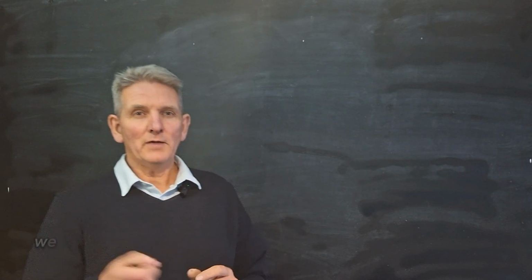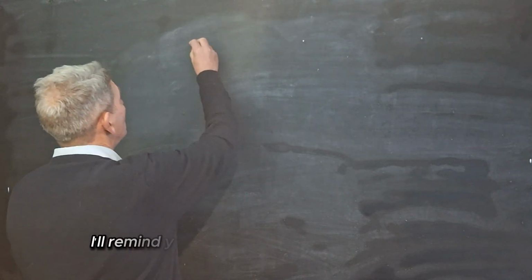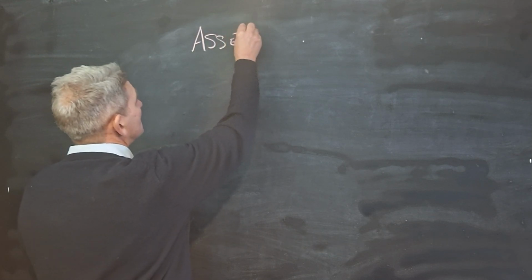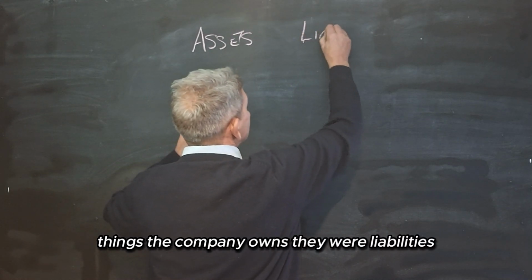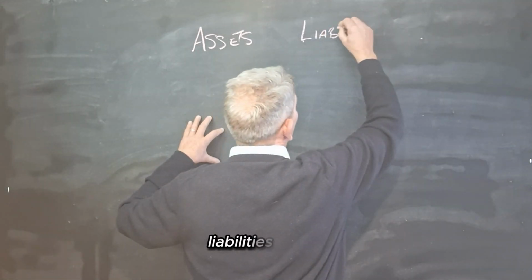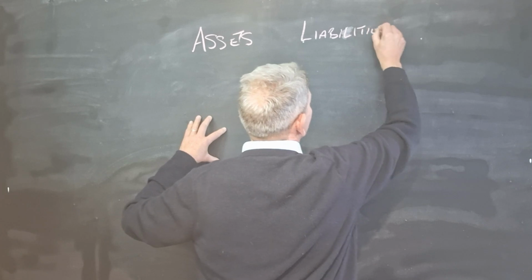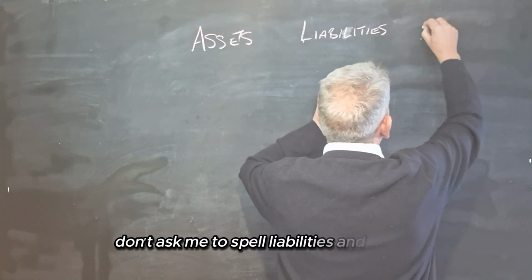In the last episode, we learned that everything in accounting fits into 5 categories. I'll remind you what they were. They were assets, things the company owns. They were liabilities, things that the company owes. Liabilities. Don't ask me to spell. Liabilities and equity.